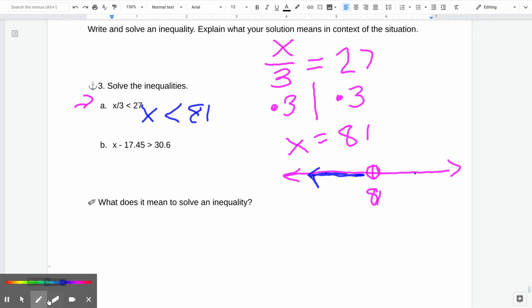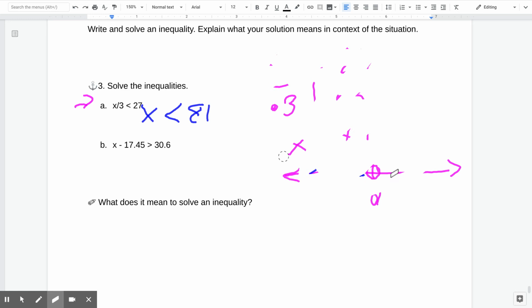Similarly, I'm going to erase this here, looking at this next equation. All right, I'm going to pause and erase.